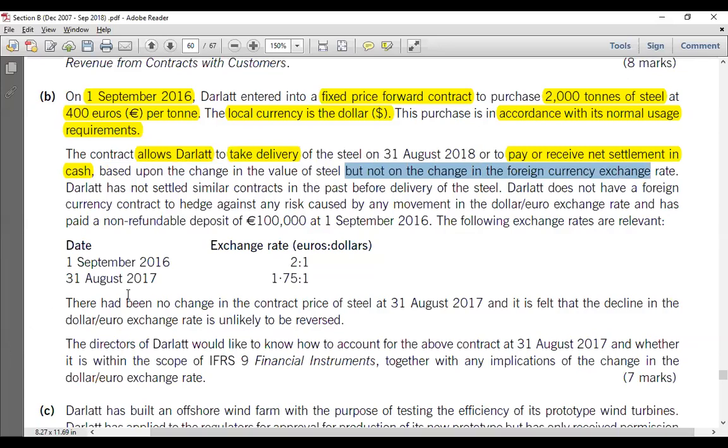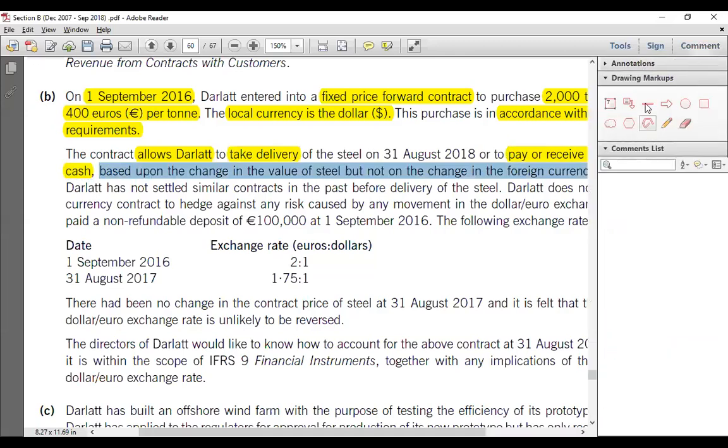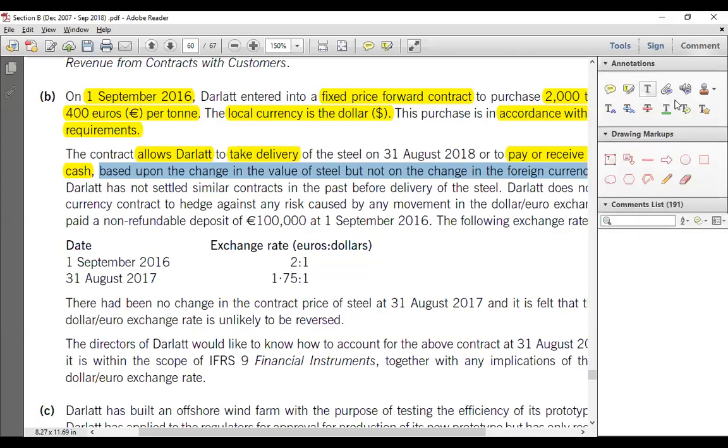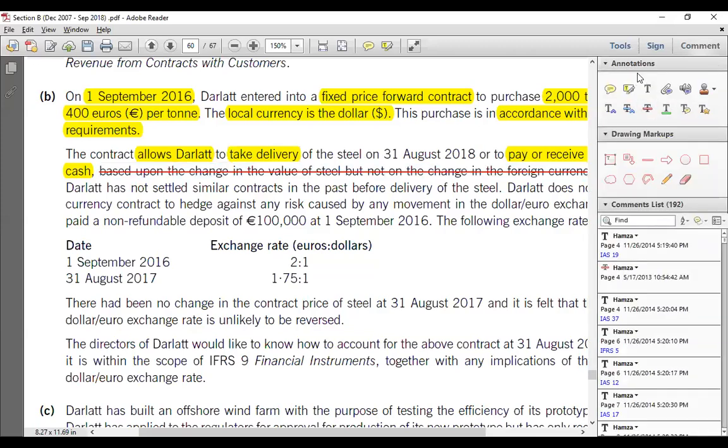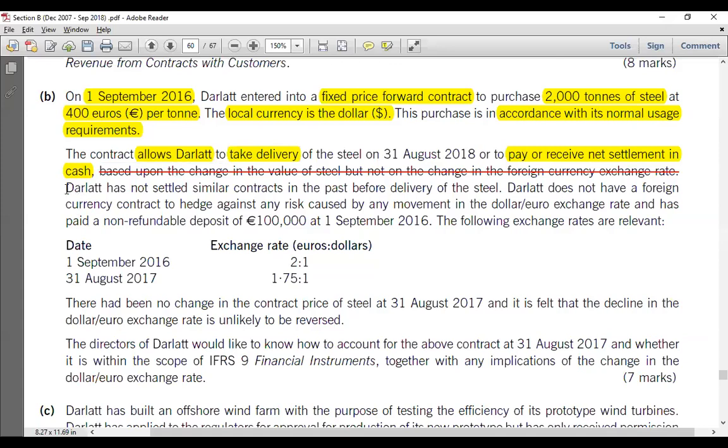So that's how the value of the net settlement is going to be decided, but that's not important to us. Whenever the question tells us how it is going to be settled, that's not relevant to us. Darlit has not settled similar contracts in the past before the delivery of steel. So our past practice also shows that we will be settling this in the goods.